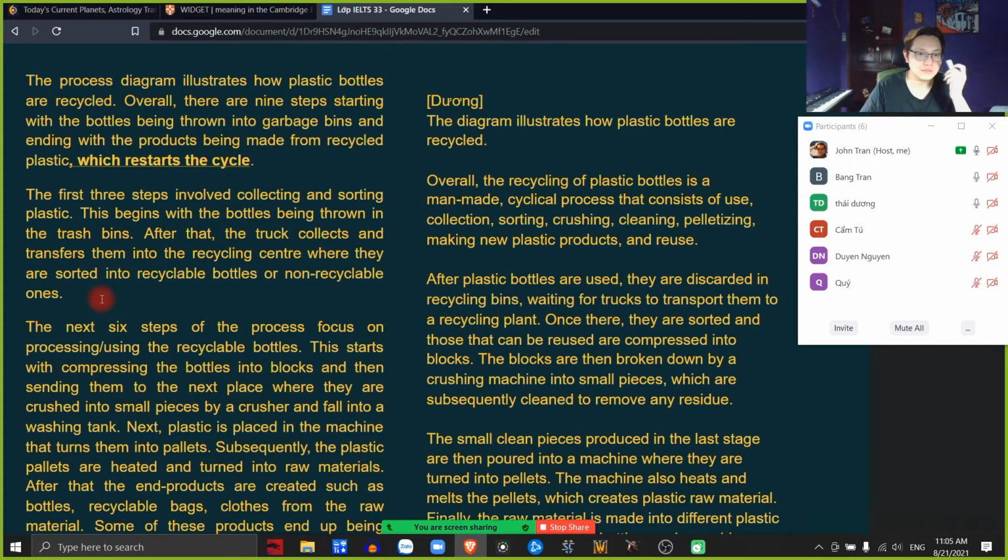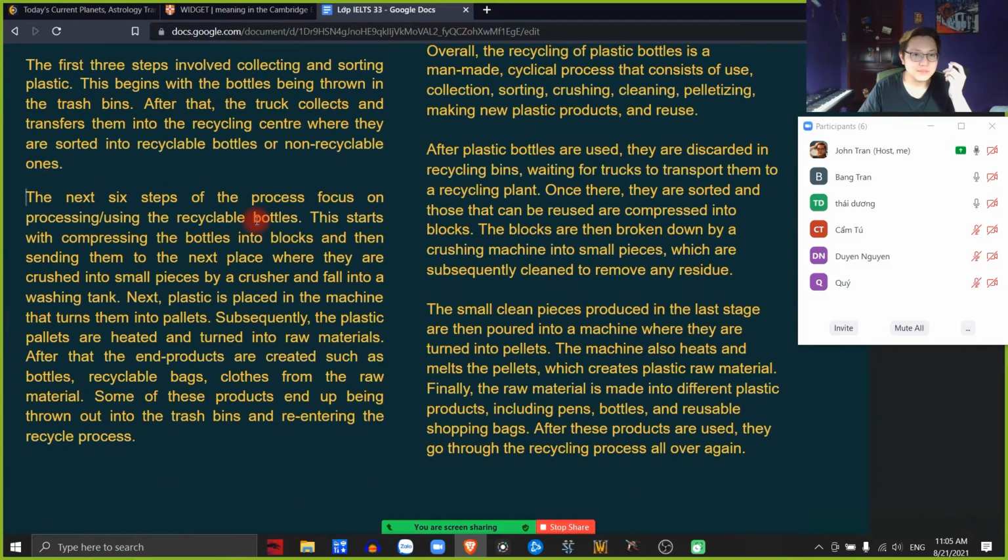Okay. So fair enough. I think it's good enough because you mentioned the truck collects, which is correct. The picture mentioned that. Cái hình nó có nói điều này là cái xe rác nó thu gom nhé. Và chuyển chúng. Okay, it's correct.